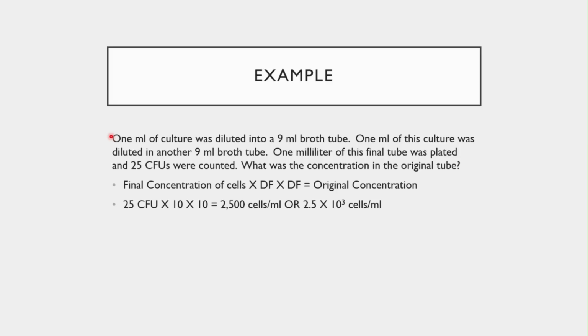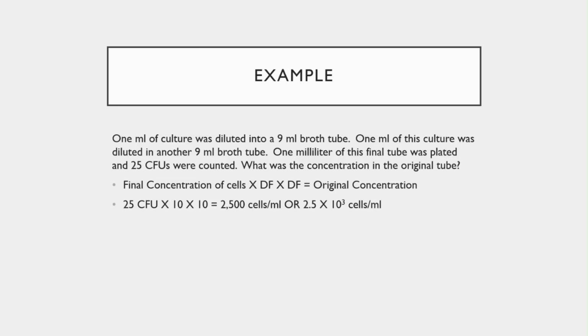Let's take an example. 1 mL of culture was diluted into a 9 mL broth tube. 1 mL of this culture was diluted in another 9 mL broth tube. 1 milliliter of this final tube was plated, and 25 CFUs were counted. What was the concentration of the original tube?